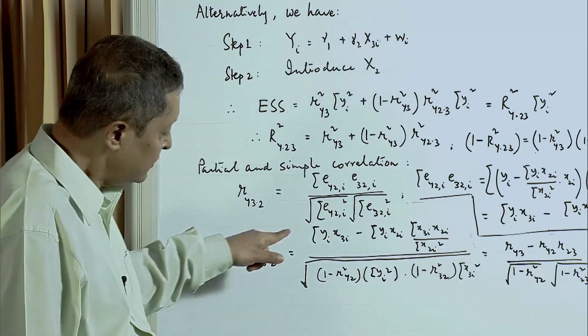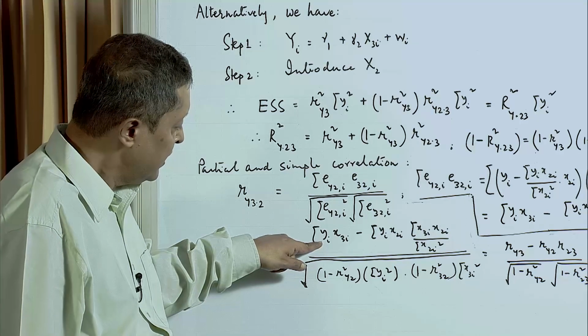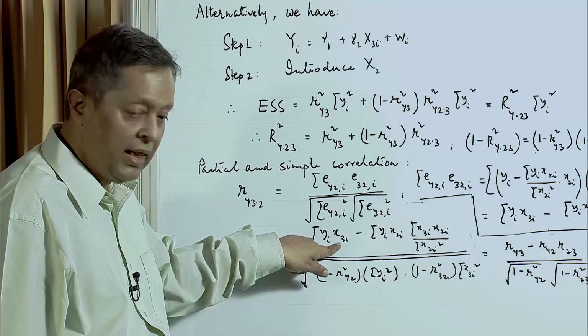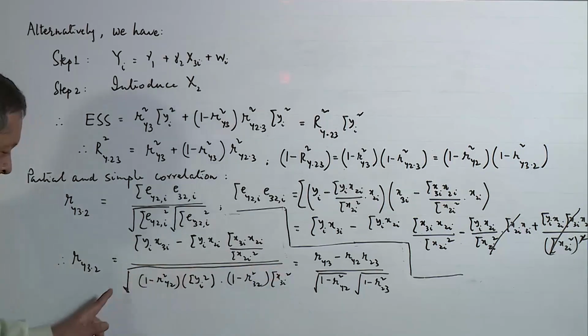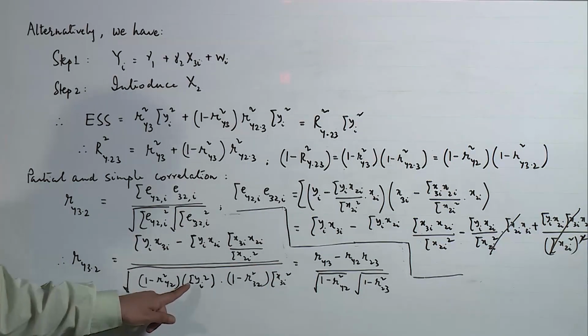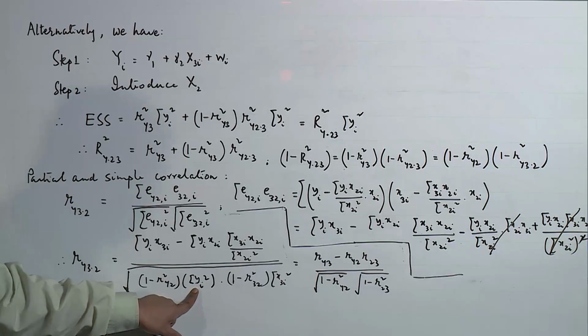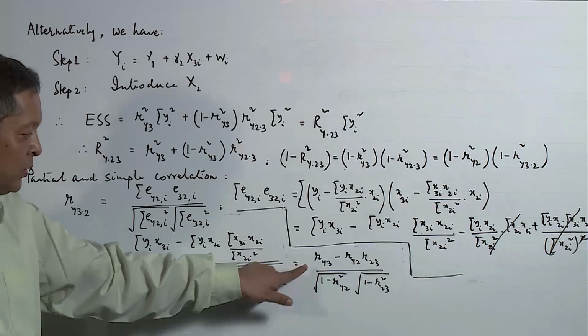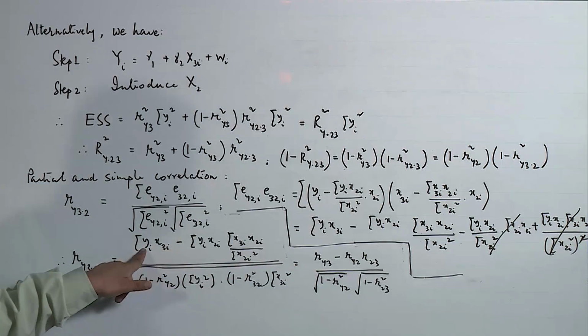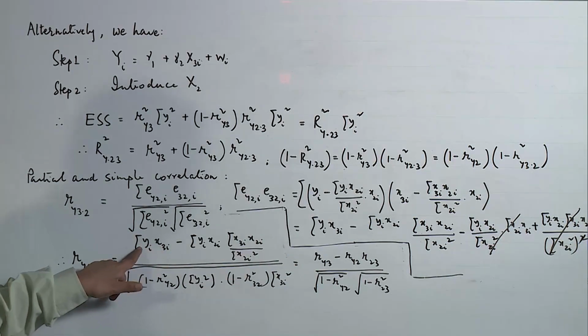Now, if we look at these terms, summation yi x3i divided by, and you have a square root over here because these are the square roots of the variances. So, you have root over summation yi square and also root over summation x3i square. So, that gives us ry3, the simple correlation between y and x3.